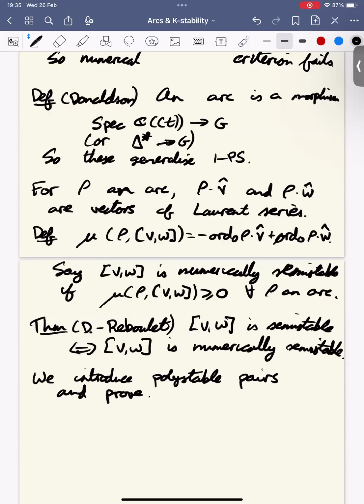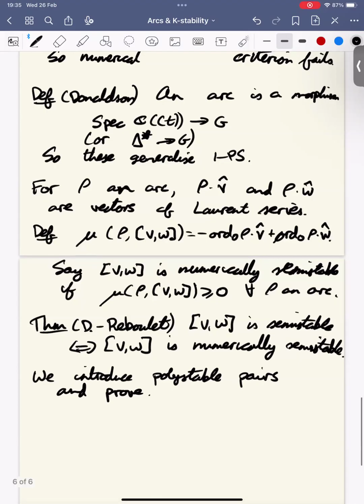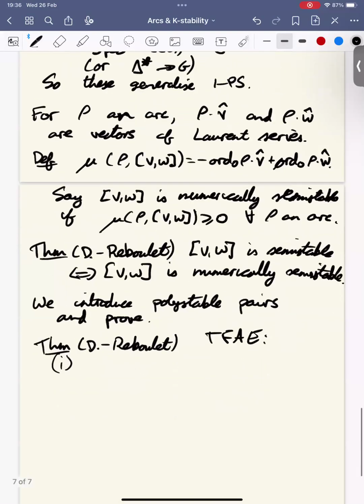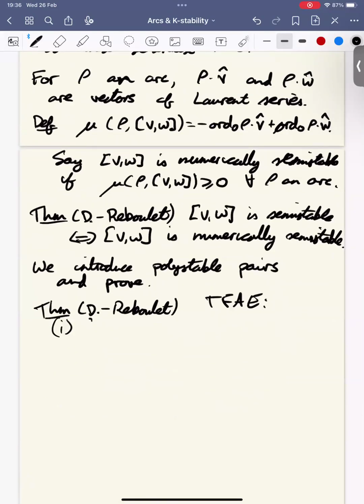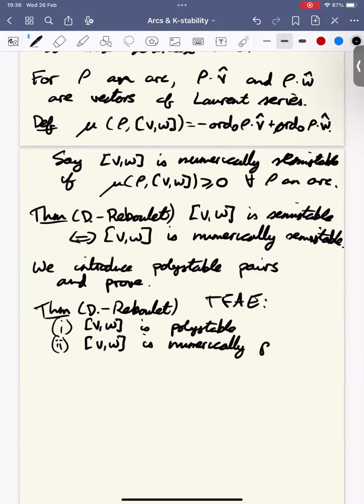Okay, theorem, again, of myself and Rémi. So the following are equivalent. This is just generalizing from the semi-stable case to the polystable case. So this pair V, W is polystable. The pair is numerically polystable. And the pair is analytically semi-stable. So that's a condition on these difference of log norm functionals. This is analytically polystable.